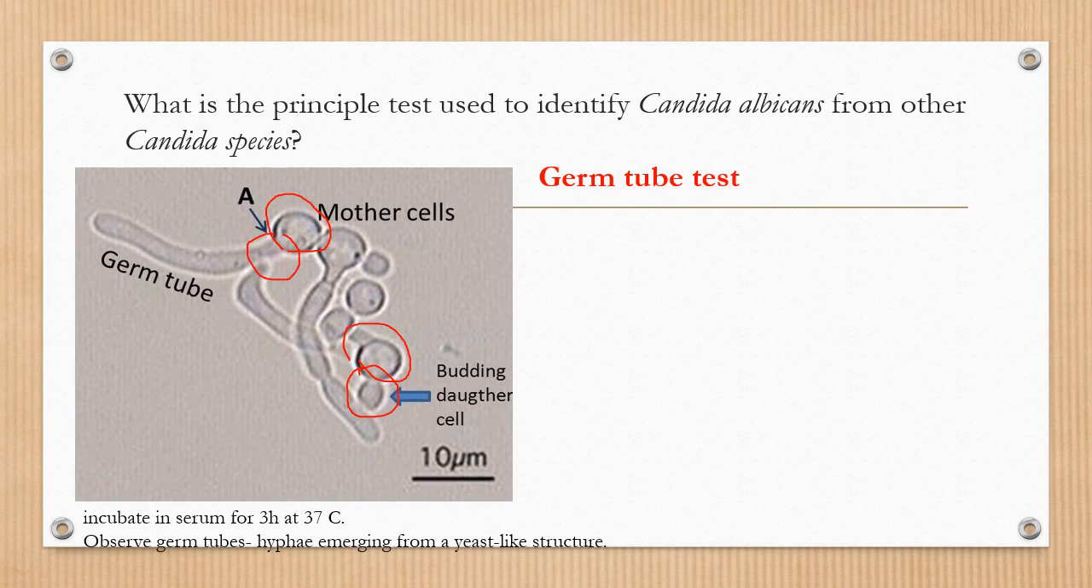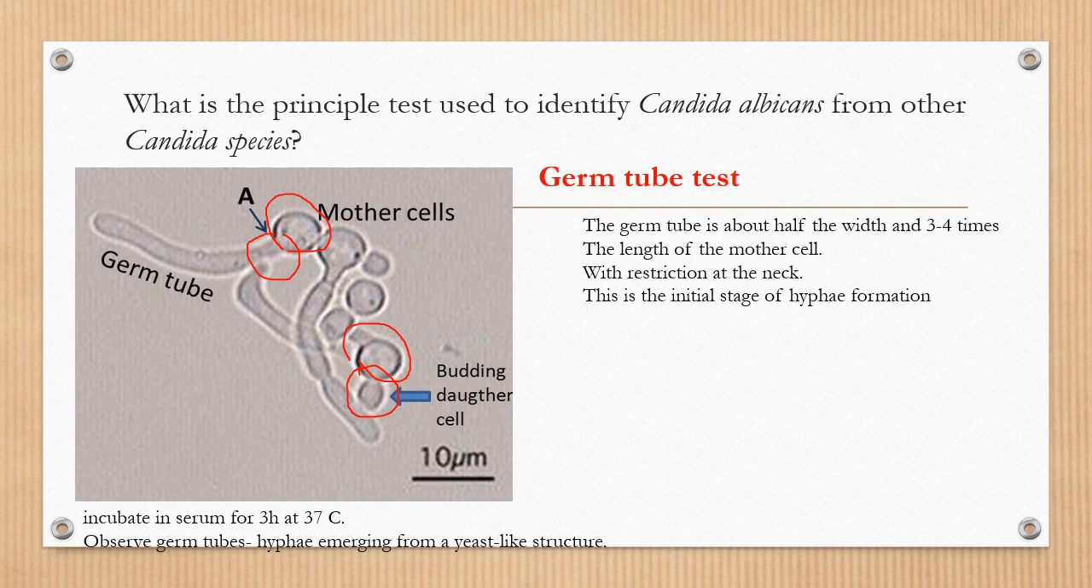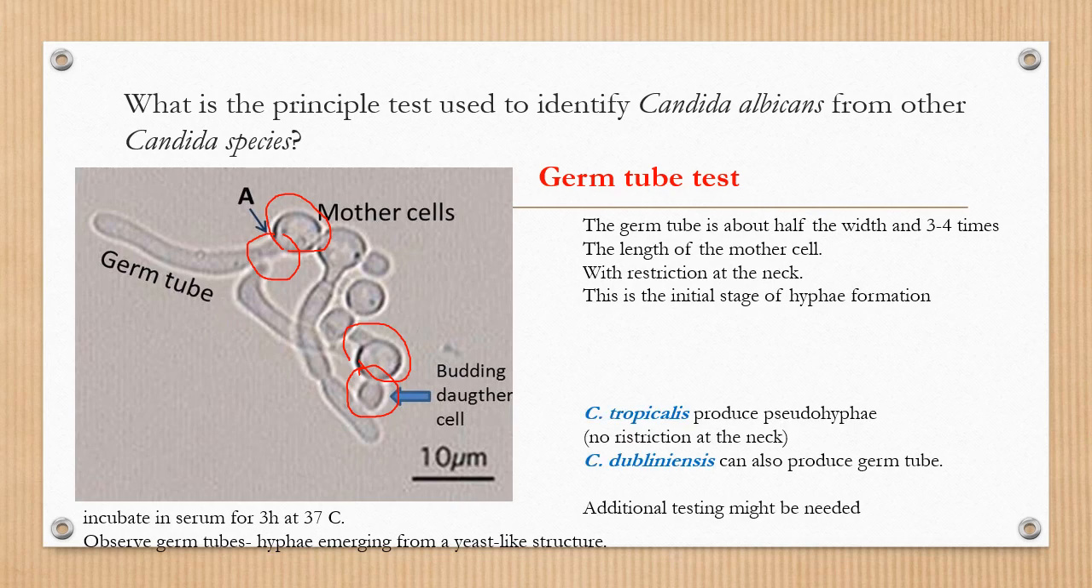So what is the importance of this test? The importance of this test is that it differentiates between the different types of Candida species, because there is a long list of species that I don't want you to memorize, but you need to remember that Candida albicans produces the typical germ tube, which is about 3 to 4 times the length of the mother cell. And there's a restriction at the neck, like I showed you here.